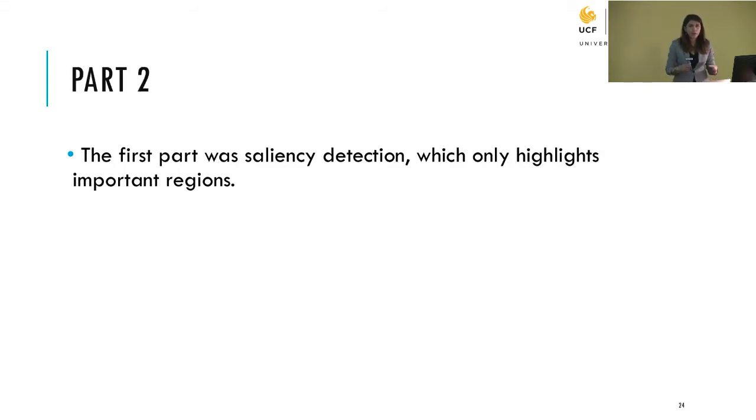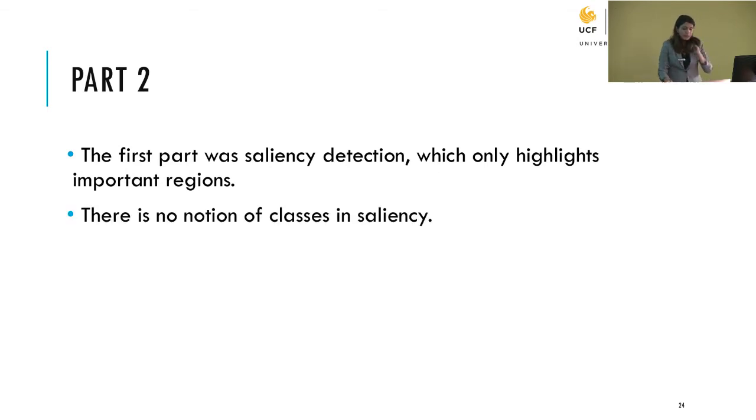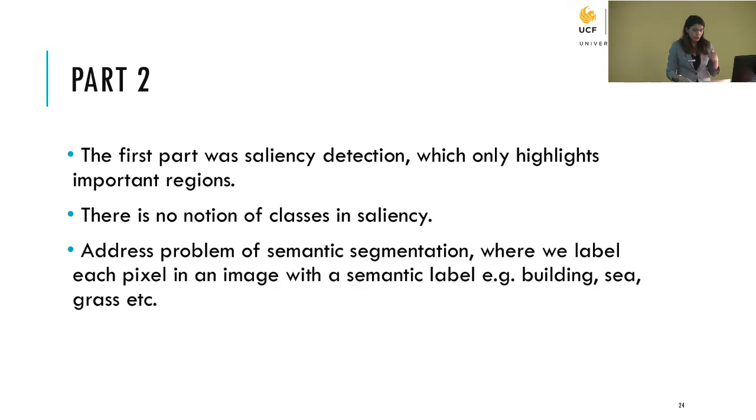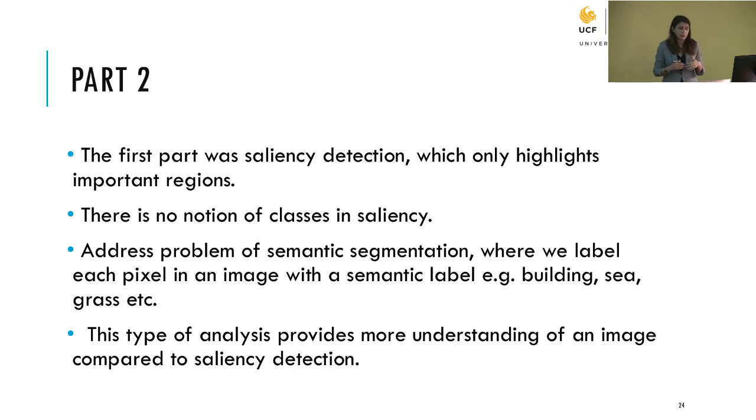So the first part is saliency detection, which highlights only important regions in the video. And in saliency, there is no notion of classes, but when we want to address the problem of semantic segmentation, in which we label each pixel, this is a richer representation, and this kind of analysis provides more understanding of the image because we have labels for each region.